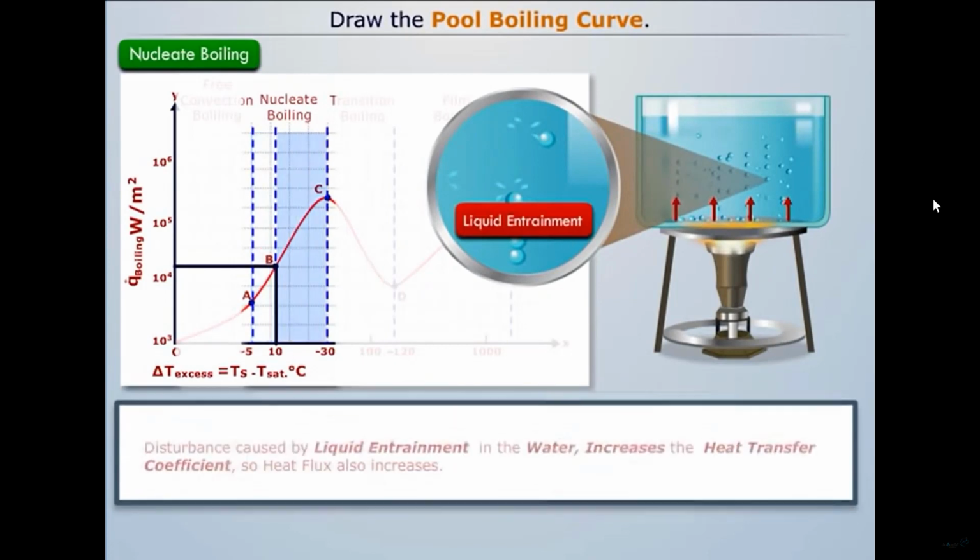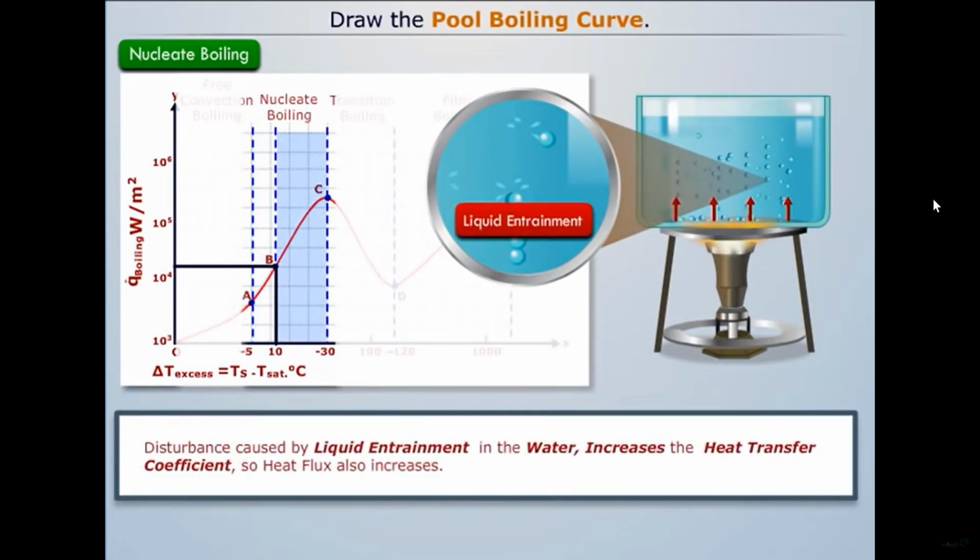We see that the disturbance caused by liquid entrainment in the water increases the heat transfer coefficient, so the heat flux also increases.